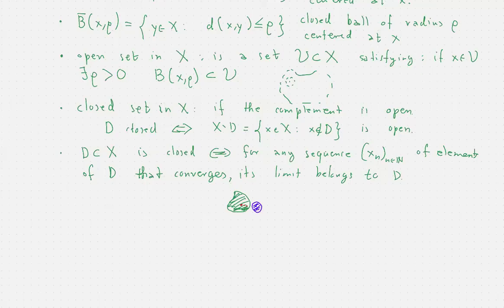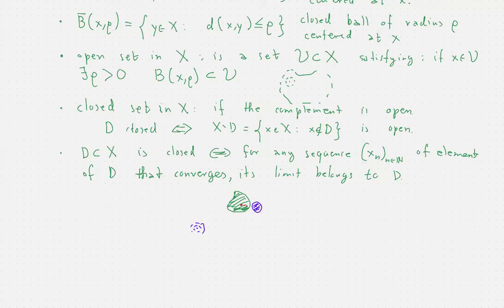Because if the complement was not open, then you would be able to find a point so that no ball, no matter what the radius is, fully belongs to the set. By taking radii of those balls to become smaller and smaller and choosing points in those balls, you can construct a sequence that does not belong to your set and converges to the point.